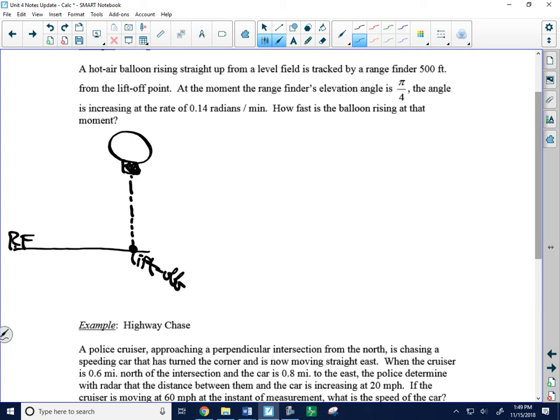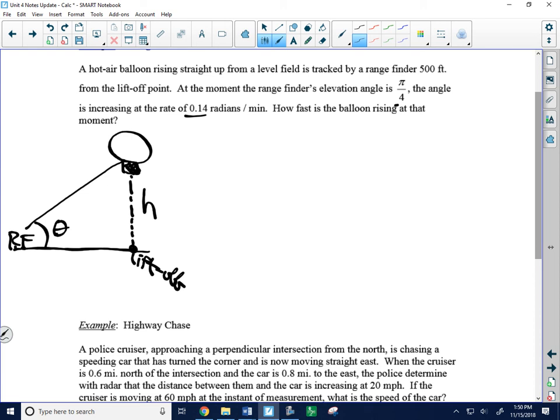At the moment that this device, the rangefinder, finds the angle of elevation. So if your angle of elevation is here, angle up. It is a triangle. It will not be the Pythagorean theorem this time. At the moment the angle is pi over 4. Now this angle, I'm going to call it theta. Here's where you don't substitute pi over 4 yet. It should all be variables at first. The angle will be increasing at the rate of 0.14 radians per minute. That's the rate of change of this angle, in other words, d theta/dt. How fast is the balloon rising? We're going to call this h.